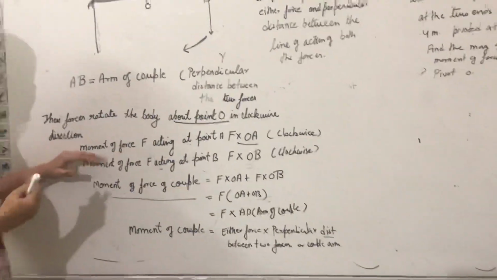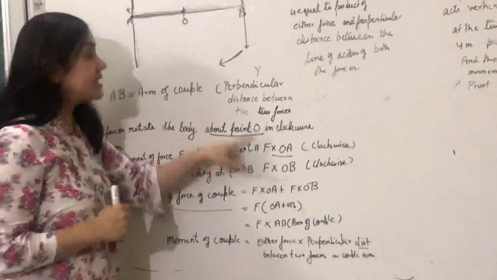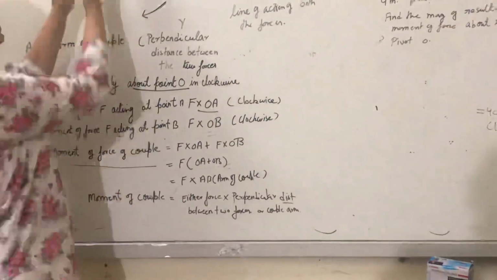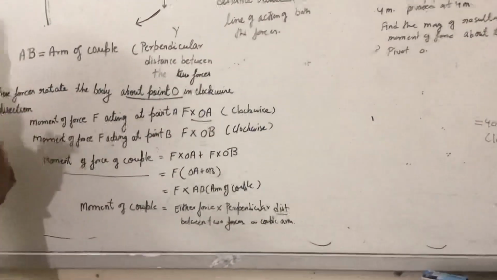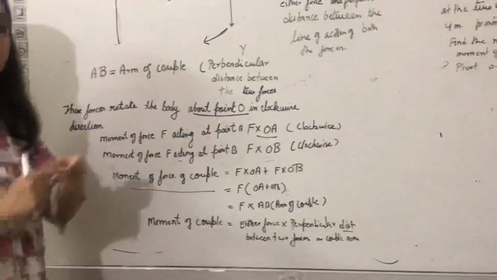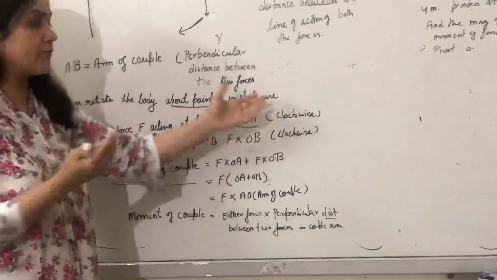So you can write the moment of force F acting at the point A as F into OA, because this is the turning point, or the pivoted point, or the axis of rotation. It is a universal truth that it will lie in the middle of the rod. So you have taken F into OA, and the direction is clockwise.